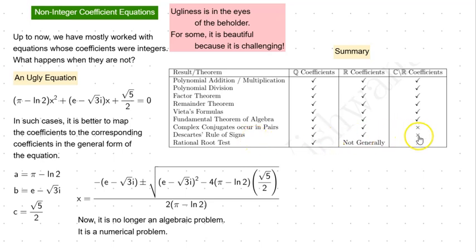Descartes' rule of signs, again not applicable when it is non-real complex coefficients. And rational root test is applicable only in case of rational coefficients. In case of real coefficients where it is not rational, not generally. And here it is not applicable. So before you apply these theorems or results, you need to be careful about what type of coefficients you are encountering. So that was non-integer coefficient equations. That's it for now.